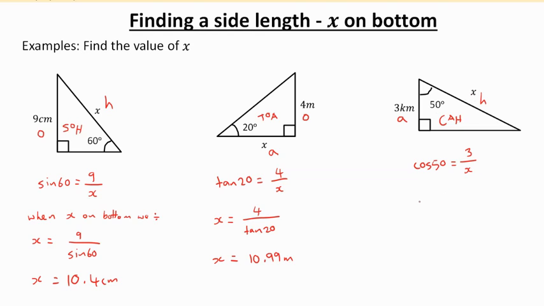So I've got x on the bottom. And since x is on the bottom, I divide. So 3 stays on the top in my division, and I do that over cos 50. And so x is going to be 3 divided by cos 50, 4.7 if I go to 1 decimal place. And since that's kilometers, I'm going to write kilometers there. So that's how we can find our missing side length when x works out to be on the bottom of the trig ratio that we set up.